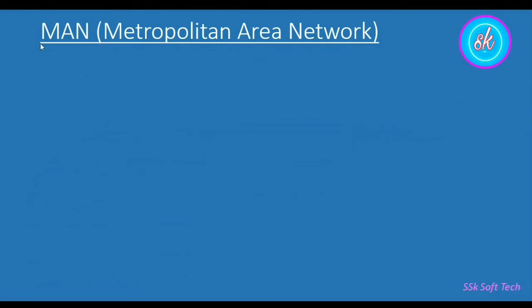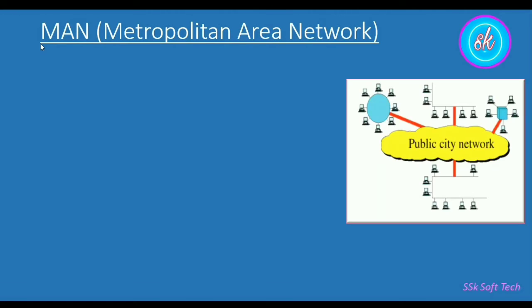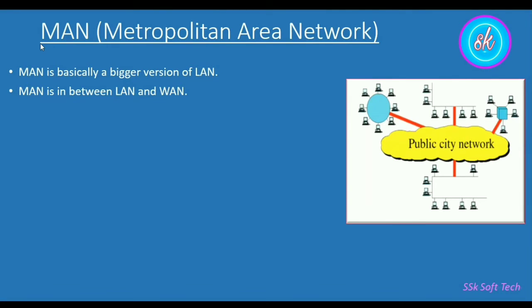Next type of network is MAN. MAN stands for Metropolitan Area Network. MAN is basically a bigger version of LAN. MAN is in between LAN and WAN. Actually, MAN is a network which is bigger than LAN and smaller than WAN. Then we can call it a MAN.